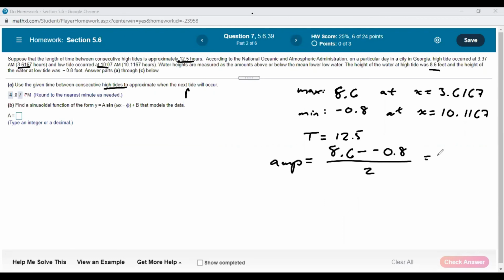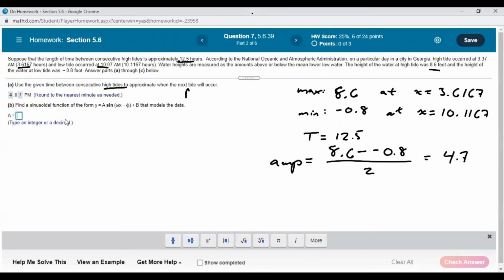So it's, in other words, plus 0.8. So let me see here. So it's going to be 8.6 plus 0.8 equals 9.4 divided by 2, 4.7. So that actually is already now the answer to the question of A, because we're going to be doing our shift so that we never need to use a negative value here. It says an integer or decimal. So there it is.